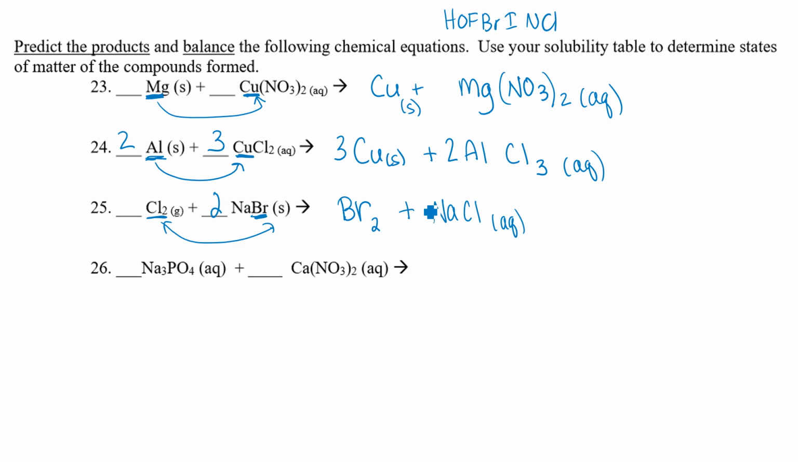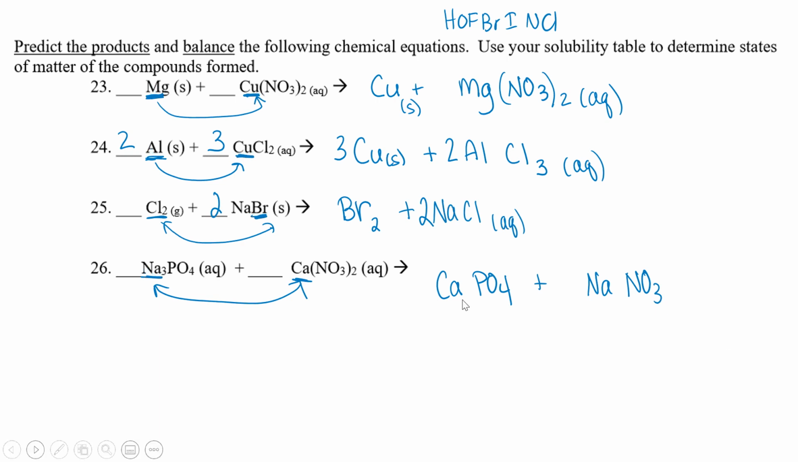All right. And then now we're getting into some double displacement ones. So in this case, you can also think of it as the metal switches places with the metal. Another way to think of it is the positive ion switches places with the other positive ion. So our products here: your calcium combines with your phosphate, and then your sodium combines with your nitrate. So I just wrote down what the pairings are going to be.